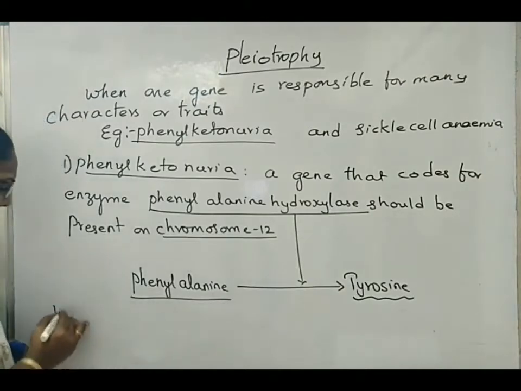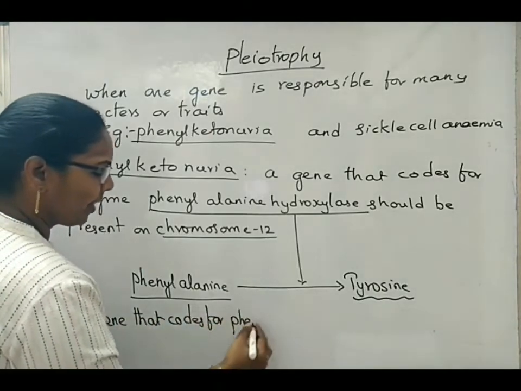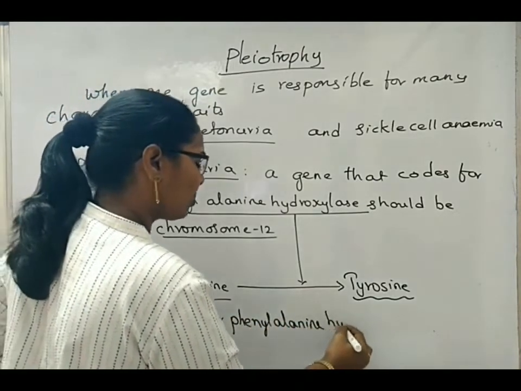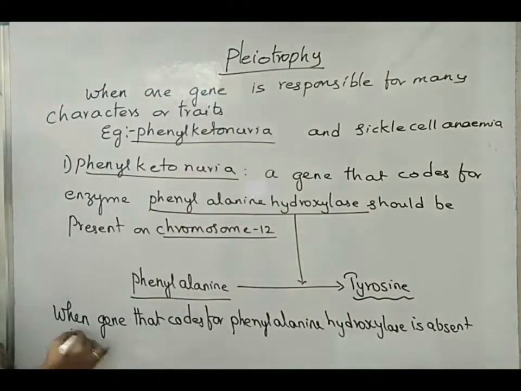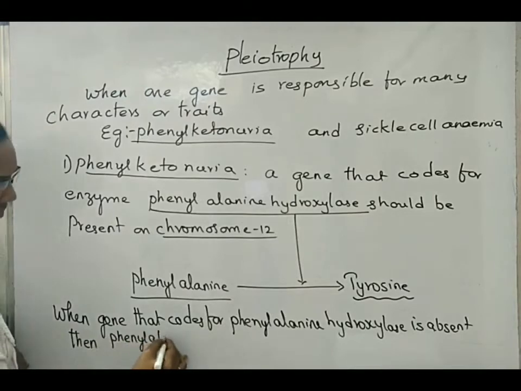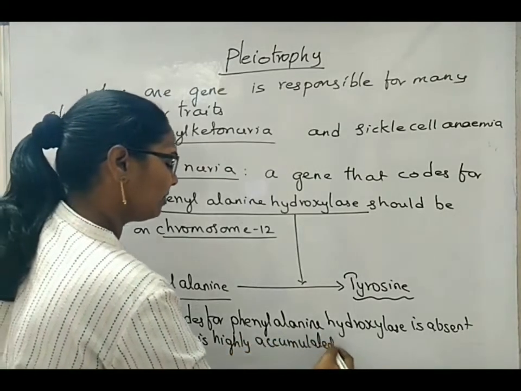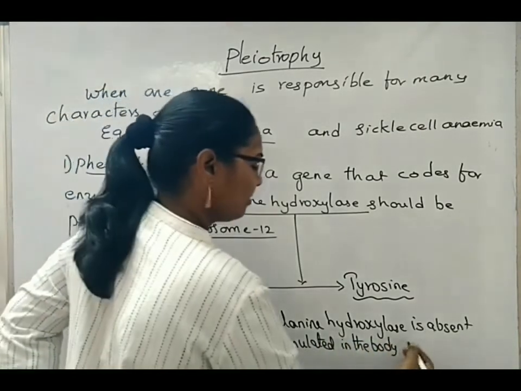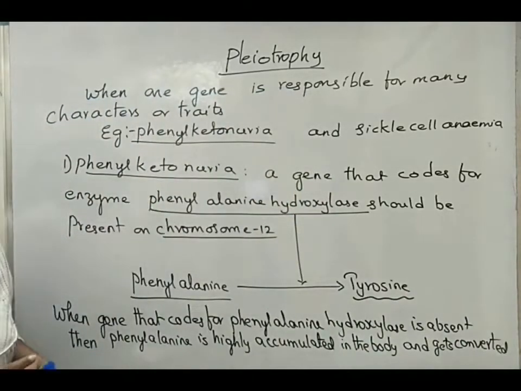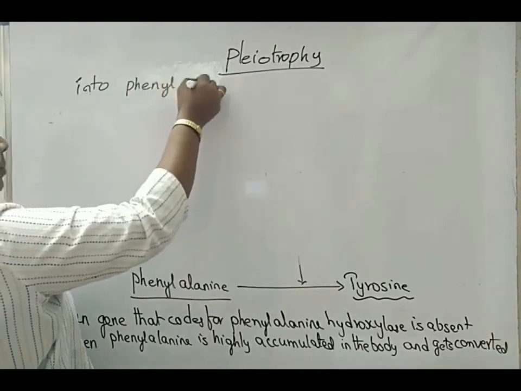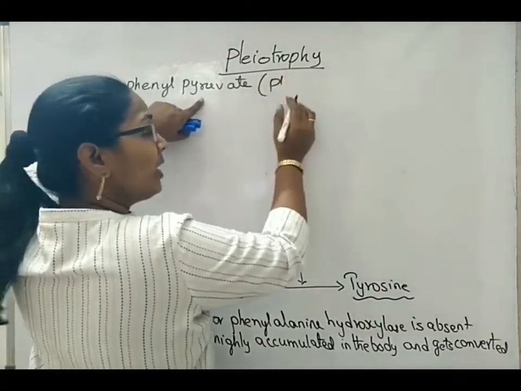So, when the gene that codes for phenylalanine hydroxylase is absent, then phenylalanine is highly accumulated in the body and gets converted into phenylpyruvate, or we also call this pyruvic acid.